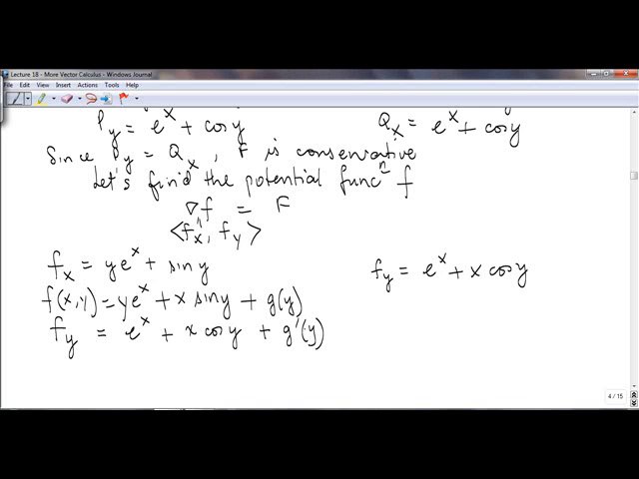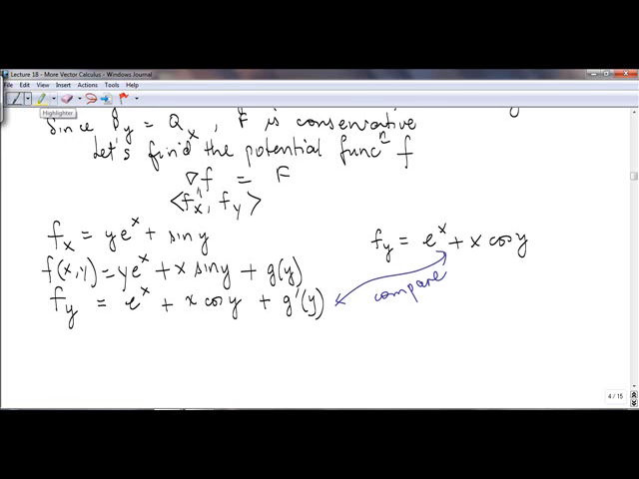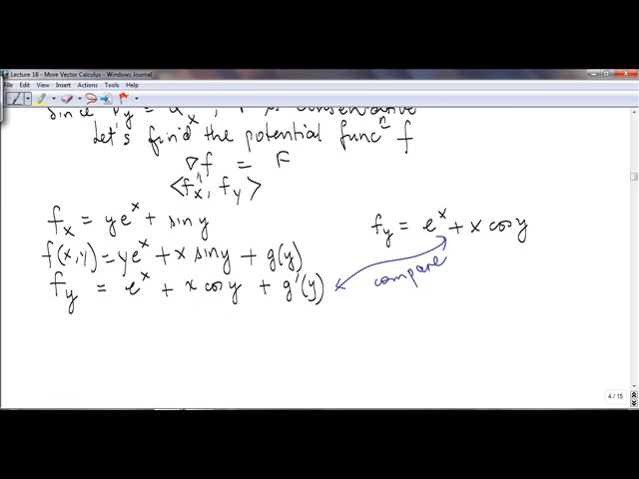Good. We have an f sub y on this side. We have an f sub y on this side. Therefore, let me write that in blue. We need to compare these two. When you compare these two, what do you see? That g prime of y is equal to what? 0.